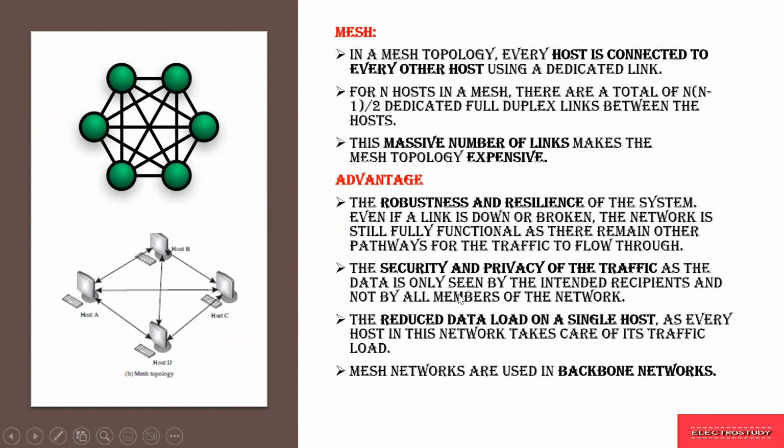Okay, and obviously the security and privacy of the traffic of the data is completely maintained, and there is a reduced data load on a single host because it is taking different paths to communicate. And finally, you can tell that this mesh topology forms the backbone network because it can communicate to n number of nodes from n number of nodes. So this becomes a backbone network.